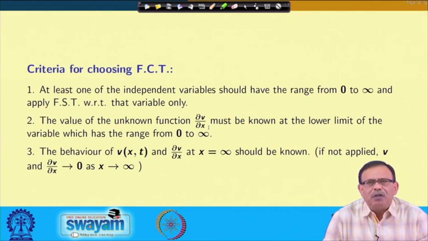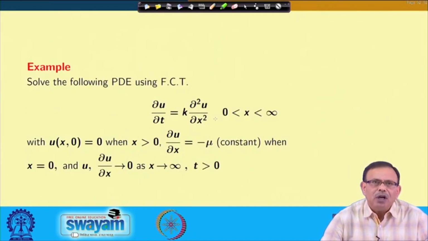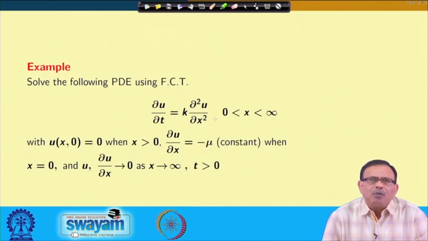Whenever a problem is given to me, I have to choose whether I should apply the Laplace transform or the Fourier transform or the Fourier cosine transform or the Fourier sine transform. So, depending upon the criteria provided to me, the initial conditions provided to me, and the range of the variable, I have to choose the appropriate function. Let us quickly see one problem.